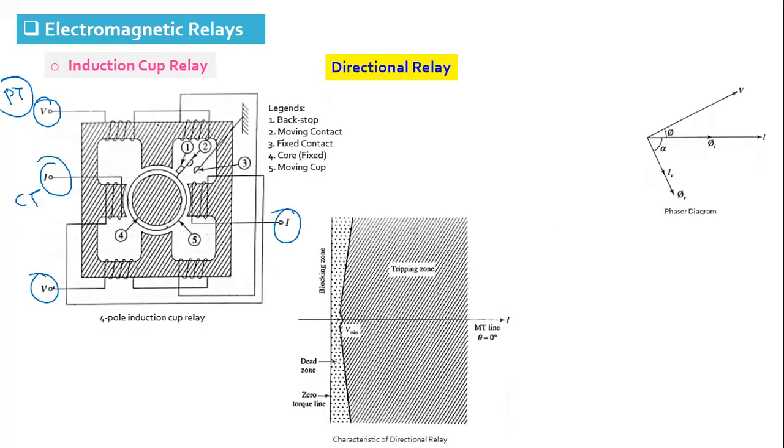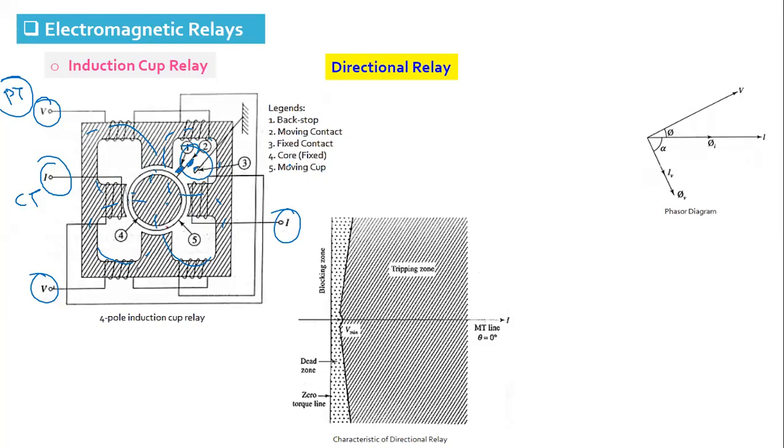You can see here, both these coils set up flux in the core, and this flux will interact with the cup. There is a hollow aluminum cup mounted over the shaft, and a moving contact attached to the cup, which is held back by a backstop, and there is a fixed contact. The distance between moving and fixed contact is very small, and in this relay the restraining torque is developed by the current direction itself.